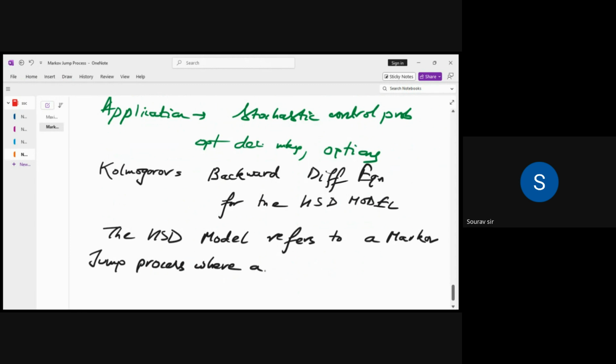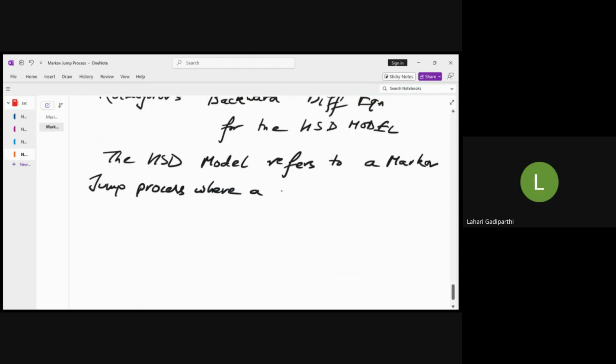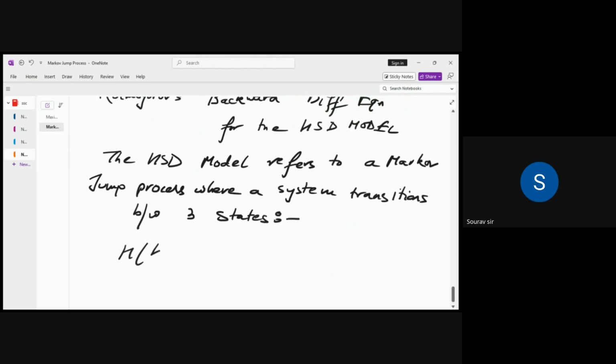where a system transitions between three states. What are the states? Say healthy, say sick, and diseased.